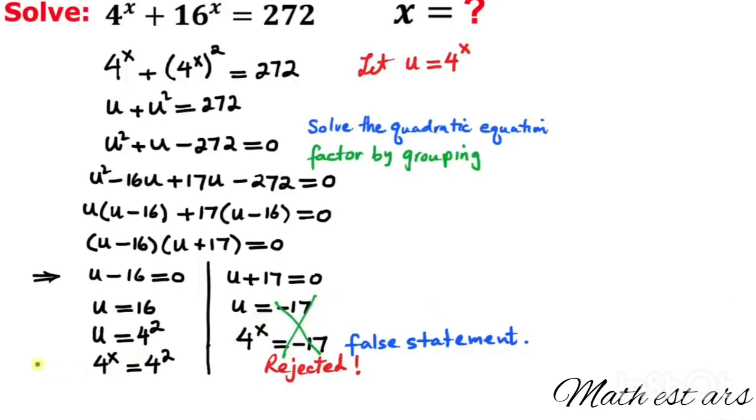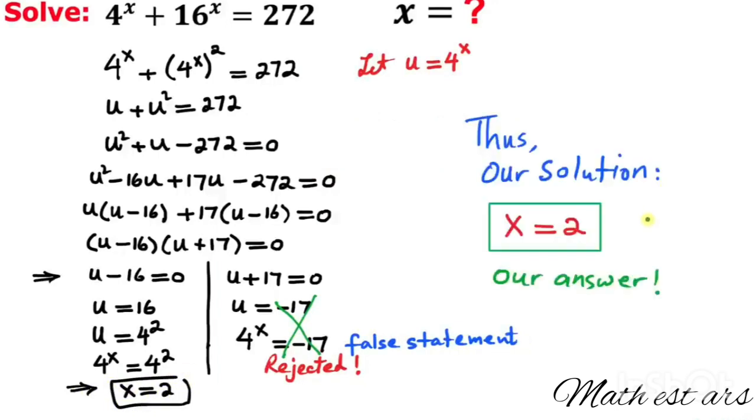Now let's focus on this side. 4^x = 4^2. We can see that our bases are the same, so we can equate their exponents. So our x equals 2, and that's our solution. Thus our solution turns out to be x = 2.